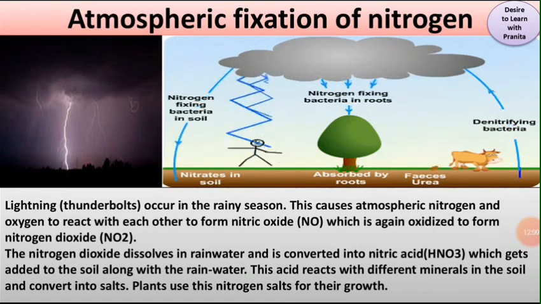That means with the help of rainwater, the nitric acid is absorbed by the ground. This acid reacts with different minerals in the soil and is converted into salt. The plant uses this nitrogen salt for its growth. That means those plants which prepare protein need nitrogen, so they can take it with the help of rhizobium bacteria, and the plant will prepare the protein with which they prepare their fruits.